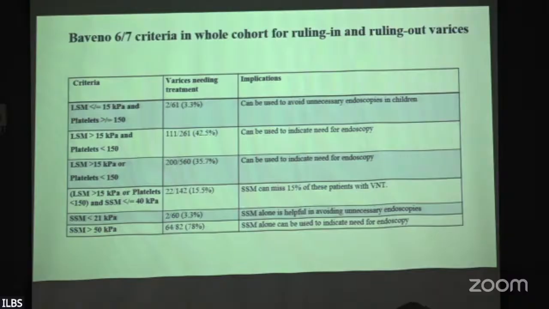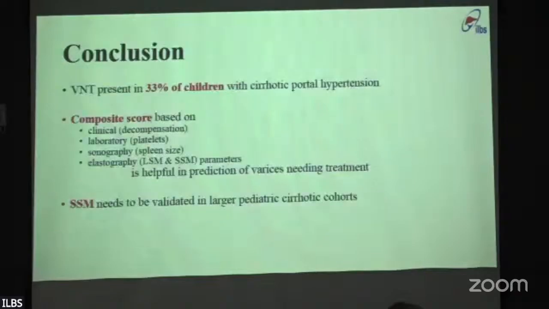I don't get any message. What is the message of the thesis? What is the message?